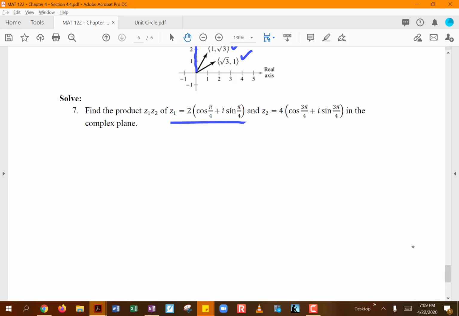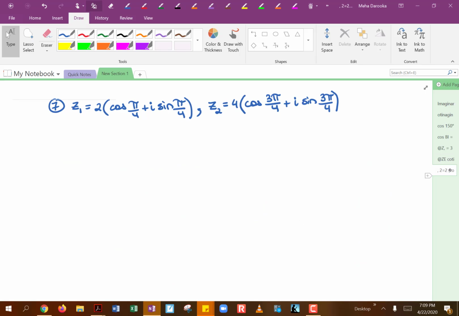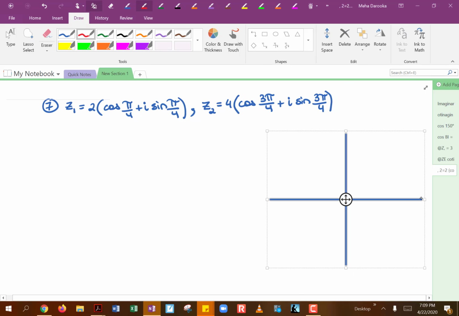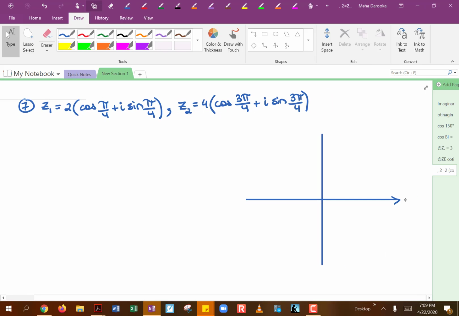We are given z1 as 2 times cosine of pi over 4 plus i sine pi over 4. And z2 is given to us as 4 times cosine of 3 pi over 4 plus i sine 3 pi over 4. So let's see how this will work out. Let's go ahead and actually see graphically what these come out to be. So this will be our real axis. And of course this will be the imaginary axis.